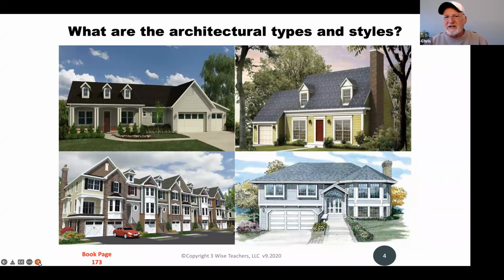A couple of quick architectural styles for you to take a look at. Not a big deal right now as we go through this. I'm going to start in the upper left-hand corner and work clockwise just to name these styles for you. In the upper left-hand corner, you see a ranch. Now, don't let the dormers on the top of that house fool you. There's not a second floor there. That is a ranch that just happens to have dormers to allow more sunlight in.